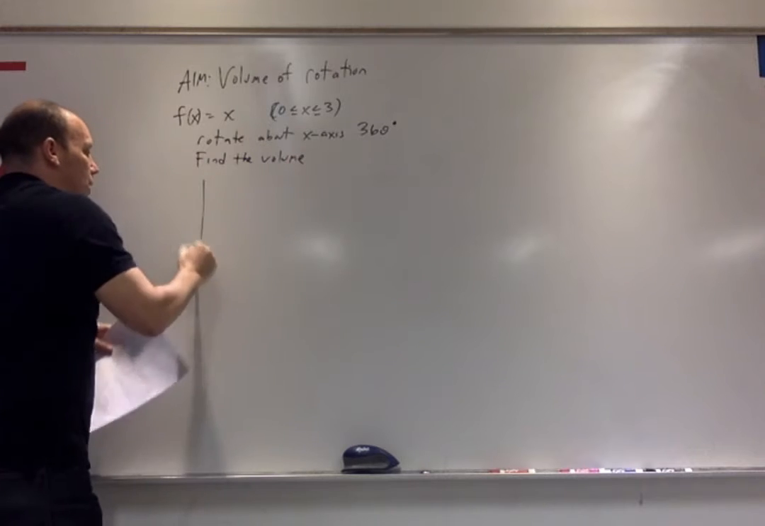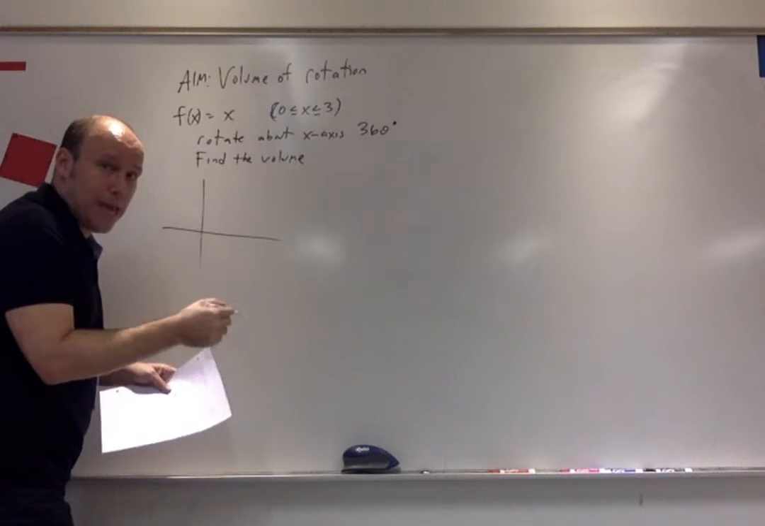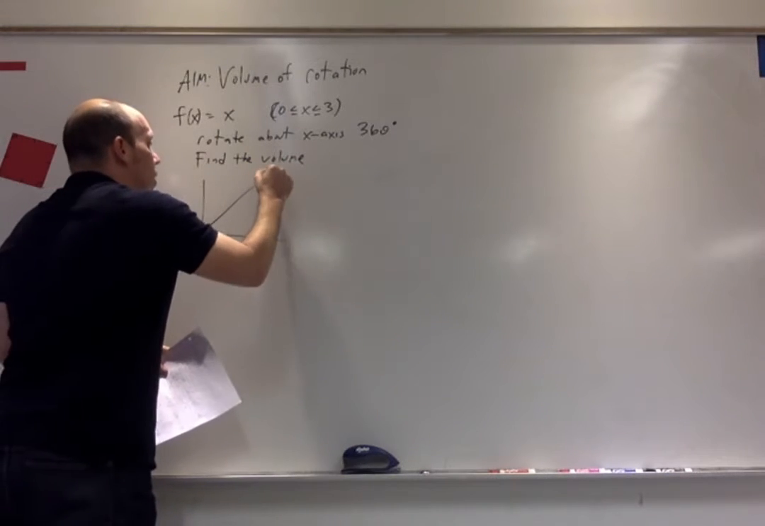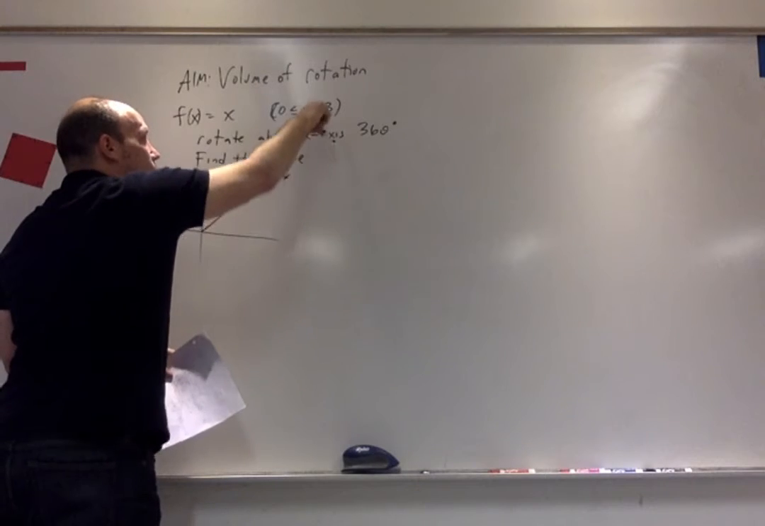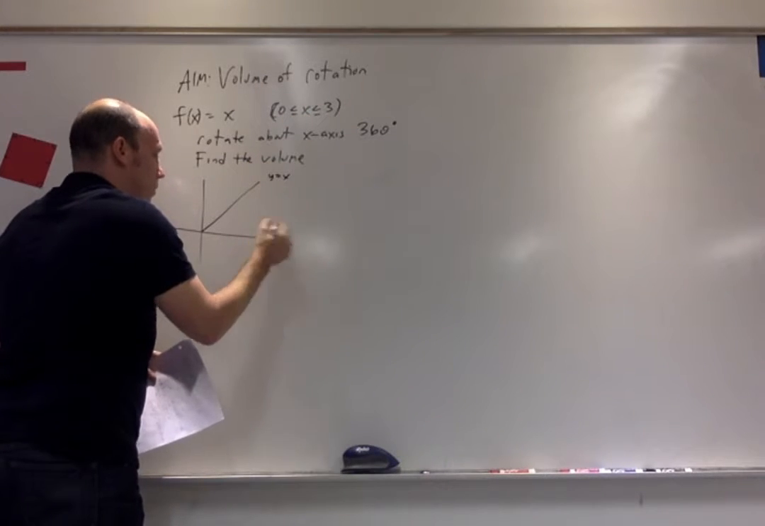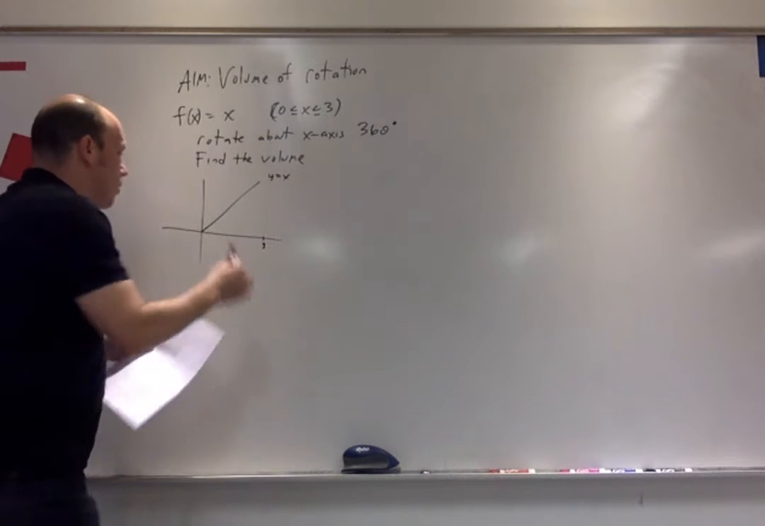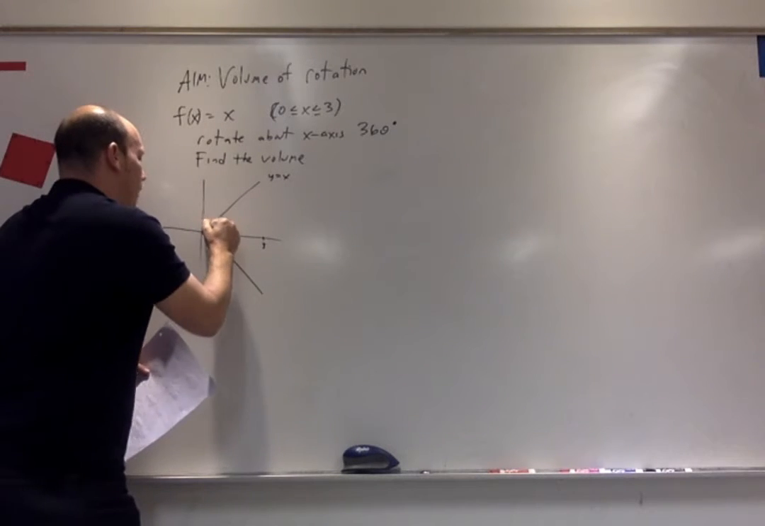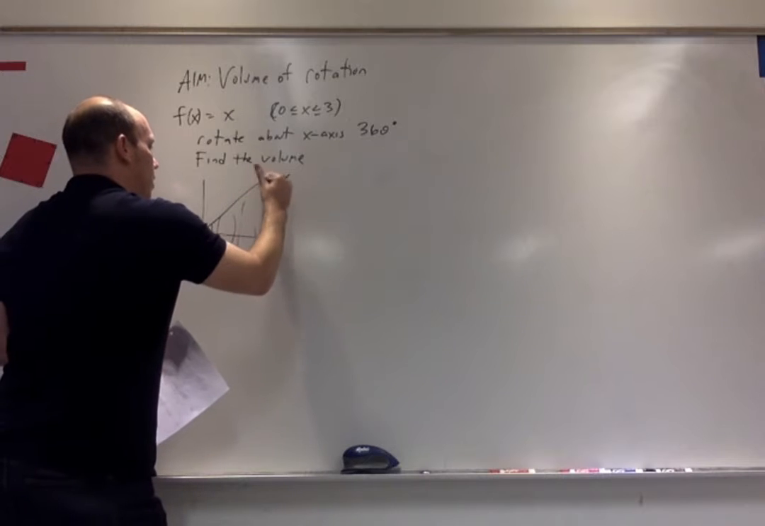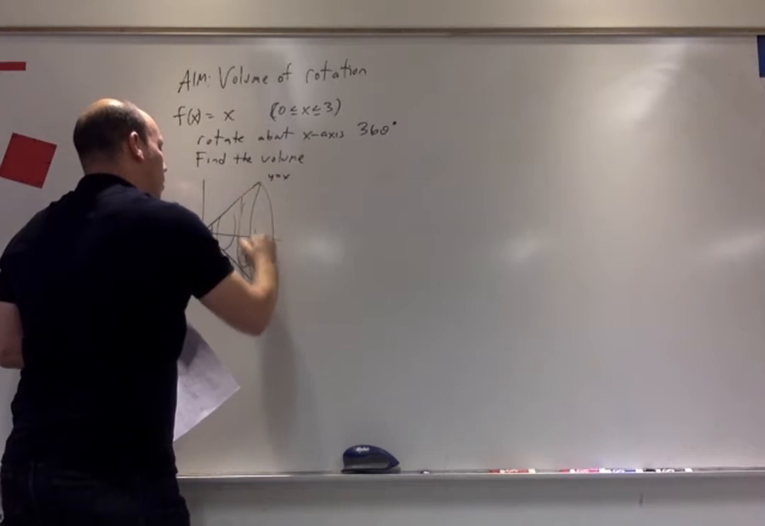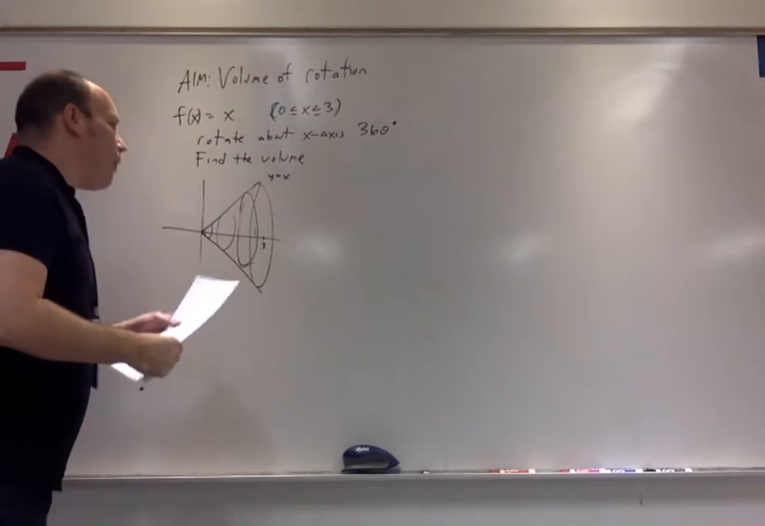The idea here is, once again, we saw it from Desmos. Here's the line, y equals x from 0 to 3. We saw that we're going to rotate it around, so we actually have a cone. And the question is, how do we find the volume of this cone?